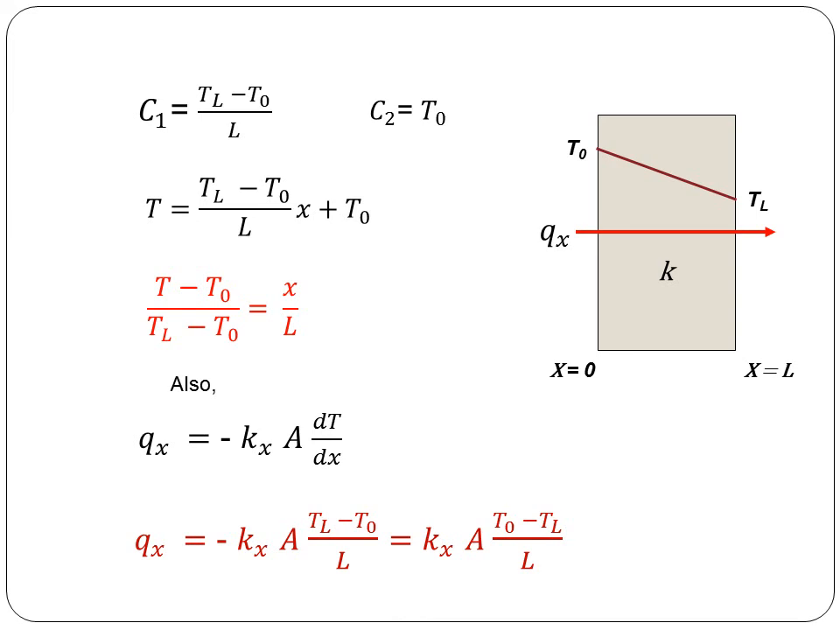If I substitute that here, I get an expression for Q x which is minus k x into area into T L minus T 0 by L. If I simplify this further, I will absorb the negative sign, because T L is less than T 0, it would give a negative magnitude. If I absorb the negative sign, I get a positive magnitude of heat flow, which is k x into A into T 0 minus T L by L. In this way I can utilize the general differential equation and obtain the rate of heat flow through this slab.